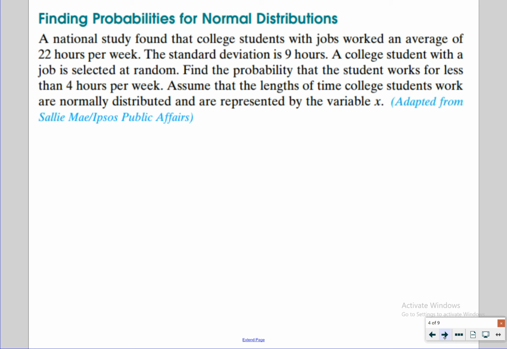A national study found that college students with jobs worked an average of 22 hours per week. The standard deviation is 9 hours. A college student with a job is selected at random. Find the probability that a student works for less than 4 hours per week. Assume the lengths of time college students work are normally distributed and represented with a variable x.